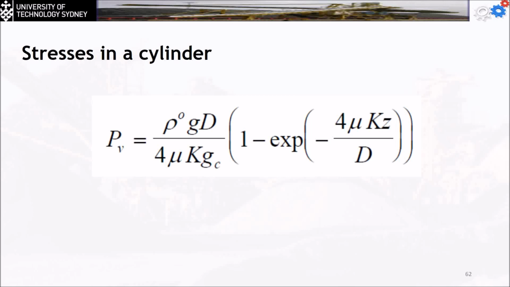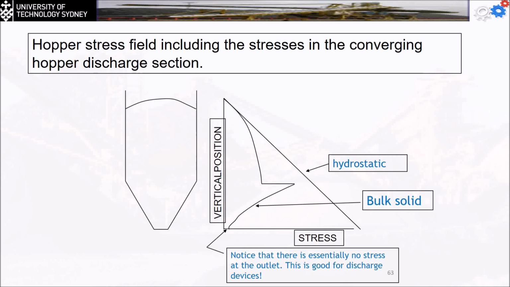So you can see that we're starting at the minimum value at the top. The only pressure we have here is going to be the pressure of the air. Then the hydrostatic and the bulk solid pressure inside will increase. And at the exit, we are going to have zero pressure because everything is going to be released to the outside.